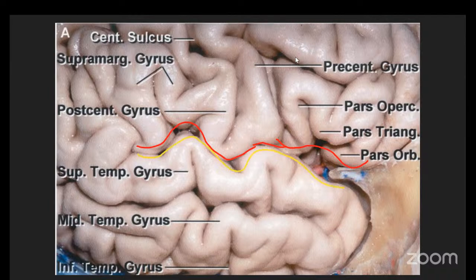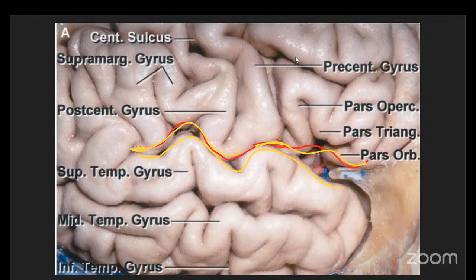Frontal opercula is made up of pars opercularis, pars orbitalis, pars triangularis, yes, and sometimes parts of the precentral gyrus as well. Basically, all the lateral surface, this region, we are calling it opercula, right? And then we have the parietal opercula, which is made by postcentral gyrus, sometimes the inferior parietal lobule as well. So this is the parietal opercula. This is the frontal opercula.